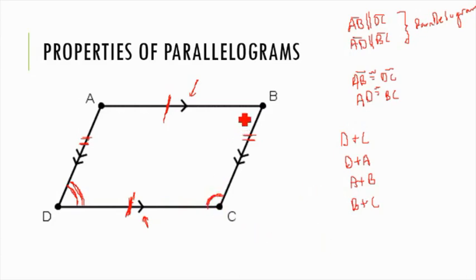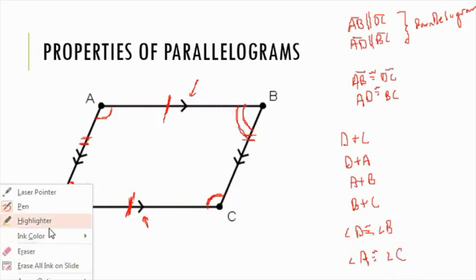Now the third theorem says that opposite angles, so D and B, are congruent. So angle D is congruent to angle B, and also A and C would be congruent. So angle A is congruent to angle C.